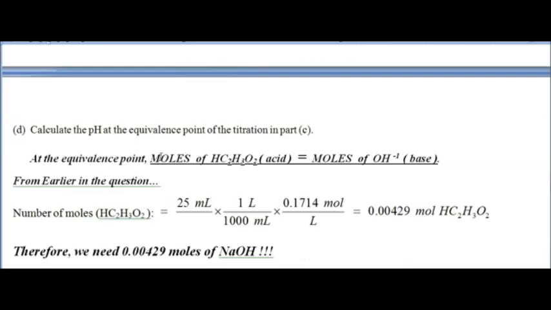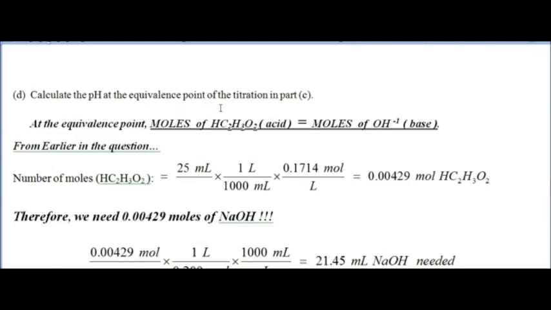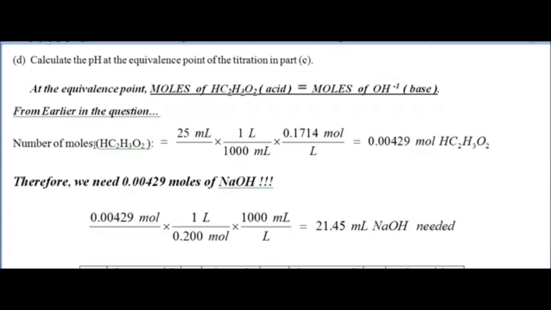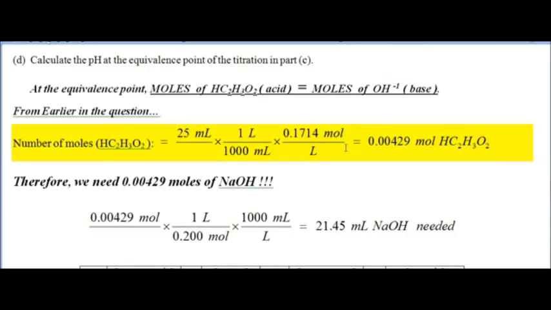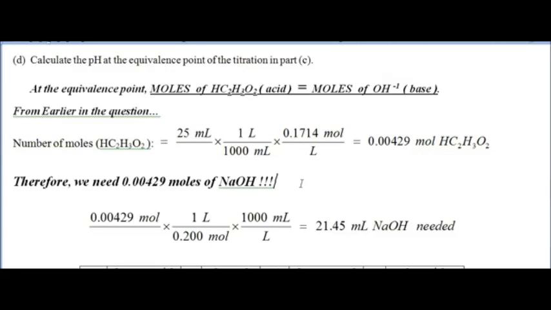Part D says calculate the pH at the equivalence point of the titration. So remember, at the equivalence point, the moles of the weak acid are equal to the moles of the strong base. The moles of the acetic acid, like we said earlier, isn't changing throughout the whole problem. So at the equivalence point, if we have 0.00429 moles of acetic acid, then we are going to need the same exact number of moles of the sodium hydroxide.